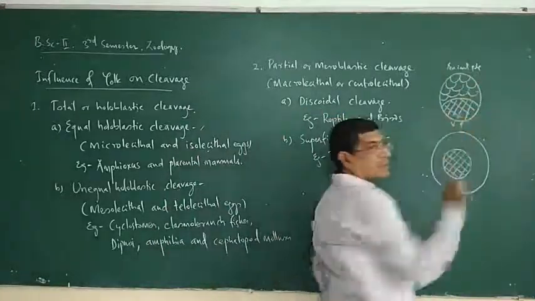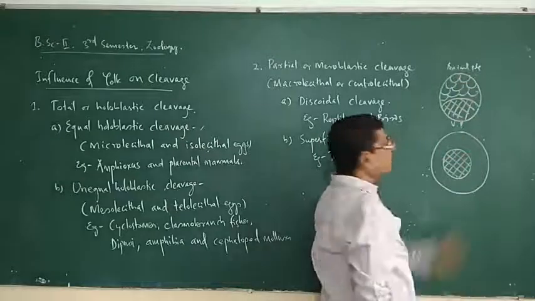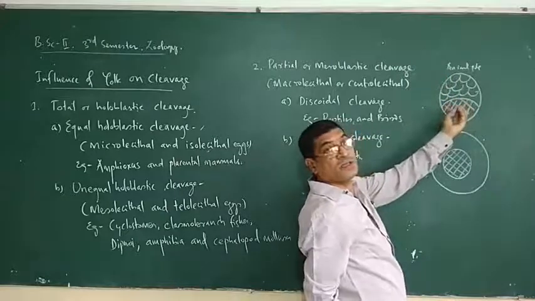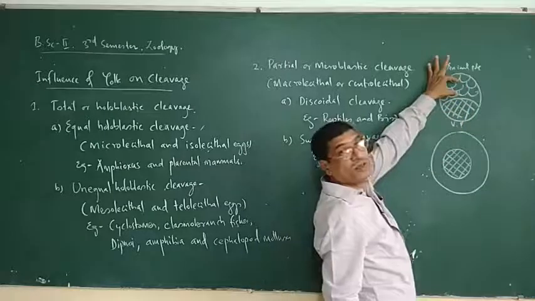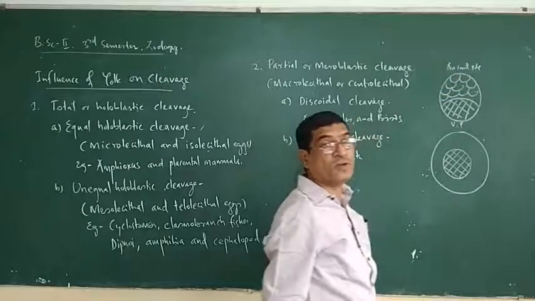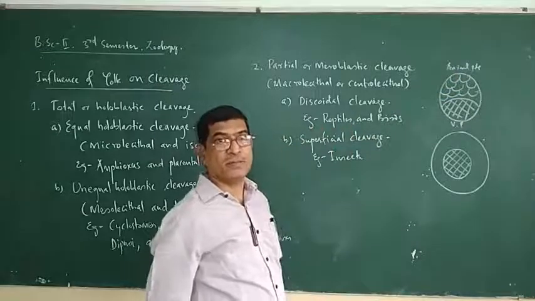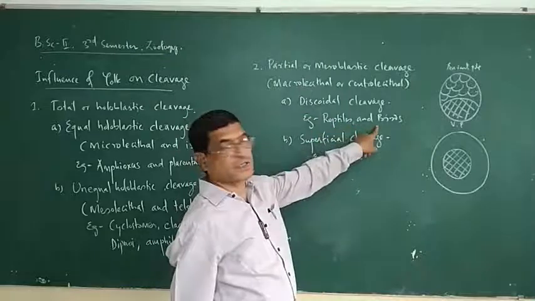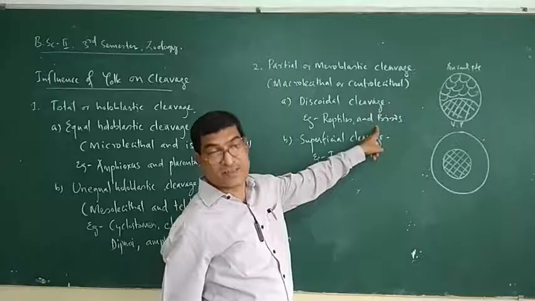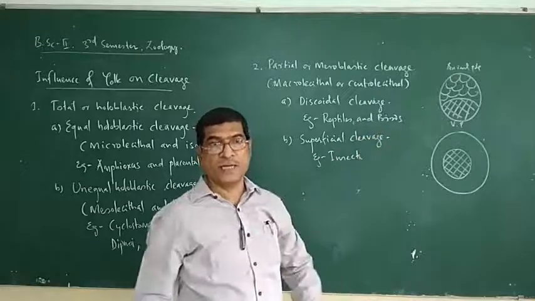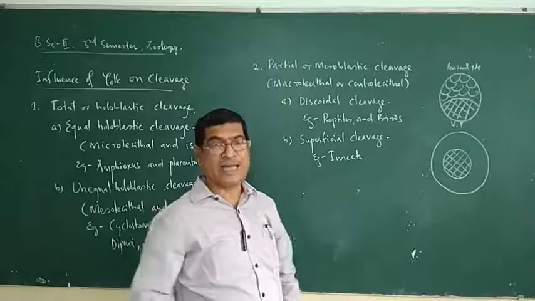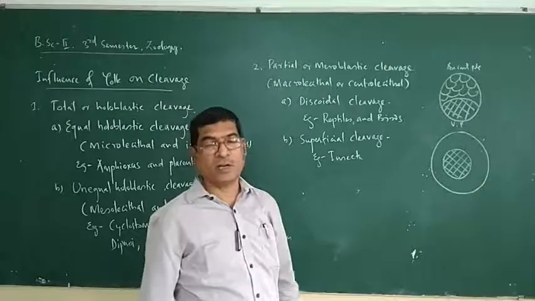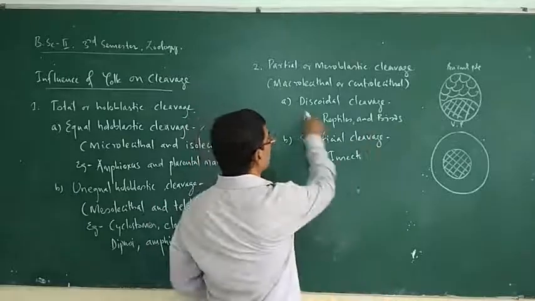The entire egg is not dividing. This part is not dividing. The vegetal hemisphere is not dividing, because of the presence of a large amount of yolk. Only the animal polar region is undergoing cleavage. Therefore, such types of cleavages are called meroblastic cleavage. Such cleavage occurs in reptilian and bird eggs, because they are cleidoic eggs. They contain a large amount of yolk, and they are laid outside the body on dry land, so within the egg case, development of the embryo takes place. So that is discoid cleavage.